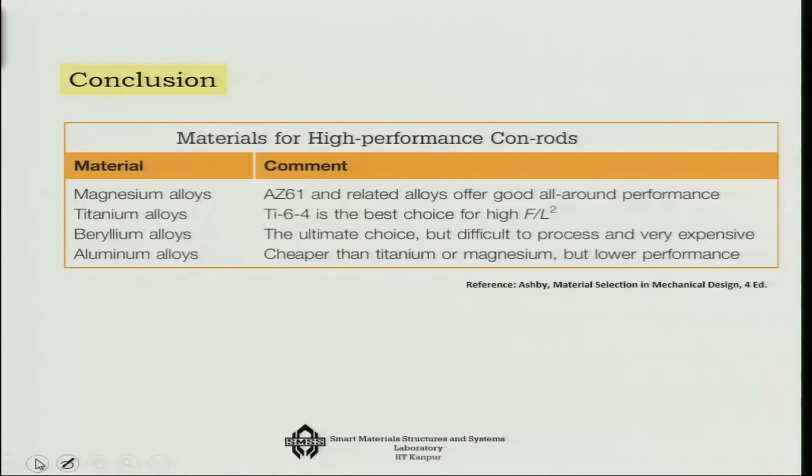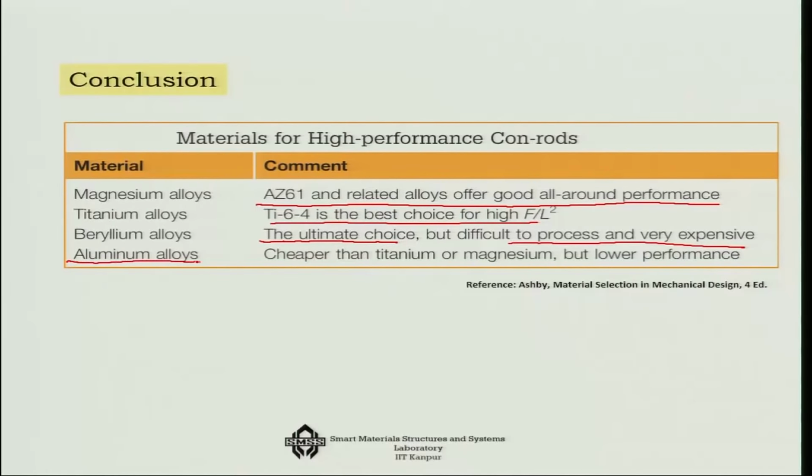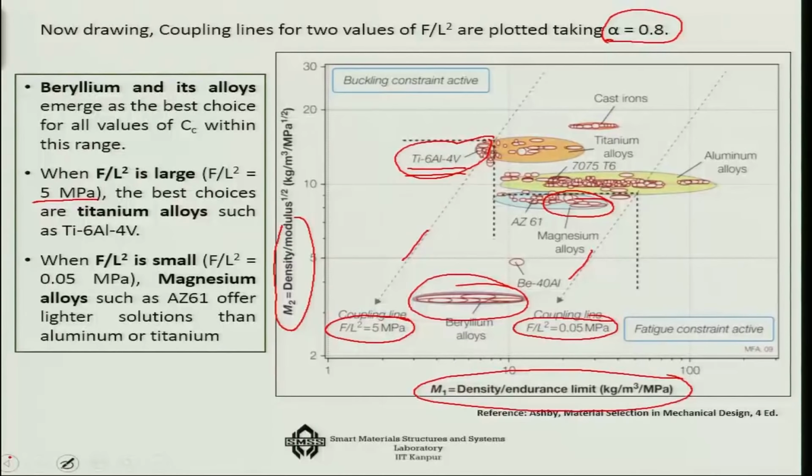So our conclusion is that magnesium alloys like AZ61 and related alloys offer good all around performance. Titanium alloy is the best choice for high pressure value. Beryllium is a good trade off, but it is difficult to process and very expensive, and also beryllium has a problem, sometimes it is corrosive also. So we normally try to avoid beryllium. And the other thing is the aluminum alloy, which is cheaper than titanium or magnesium, but it has a lower performance. Let us look back at the aluminum alloy's position once more.